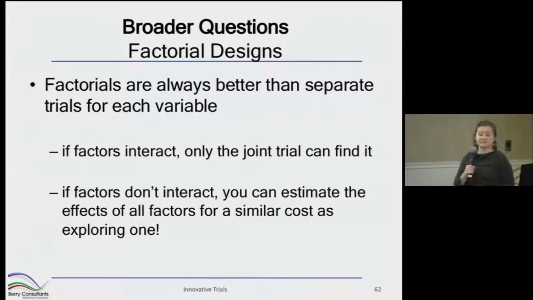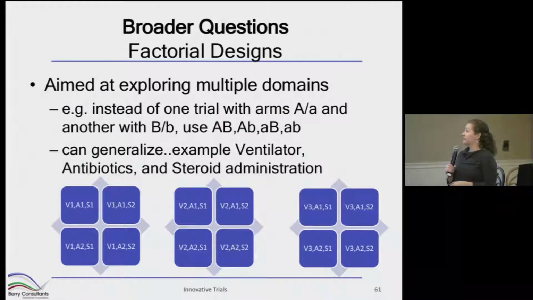So this design is called a factorial design, and these types of designs are always going to be better than a separate trial for each variable because it allows us to look at the interactions between those things. So for example, if you were running a trial where you were just looking at steroid use in combination with antibiotics, so big A, big B, versus neither of those things.